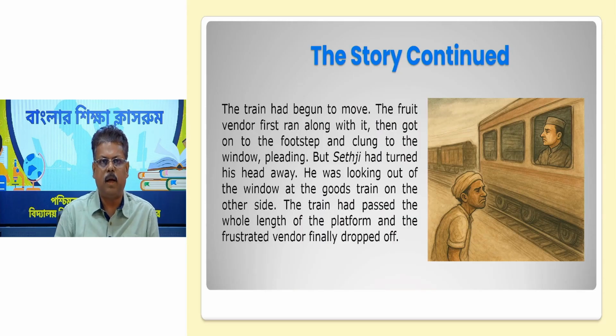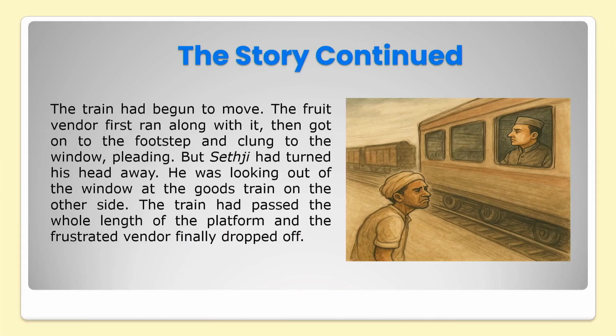So now the train had begun to move. The fruit vendor first ran along with it, then got on to the footstep and clung to the window pleading. But Setji had turned his head away. He was looking out of the window at the goods train on the other side. The train had passed the whole length of the platform and the frustrated vendor finally dropped off. So you can see Setji was totally avoiding this poor fruit vendor because he was not willing to pay that extra anna which the vendor had asked for.